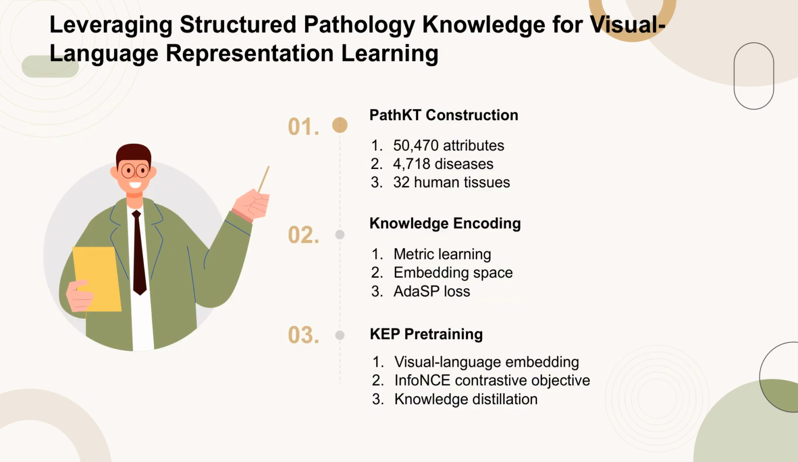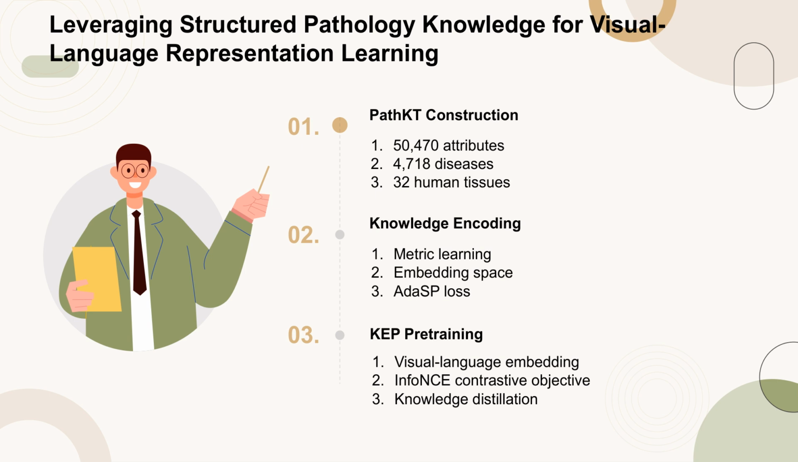The primary goal of this research is to enhance visual language representation learning by leveraging structured pathology knowledge. To achieve this, the authors construct a pathology knowledge tree, PathKT, which includes 50,470 informative attributes of 4,718 diseases across 32 human tissues.